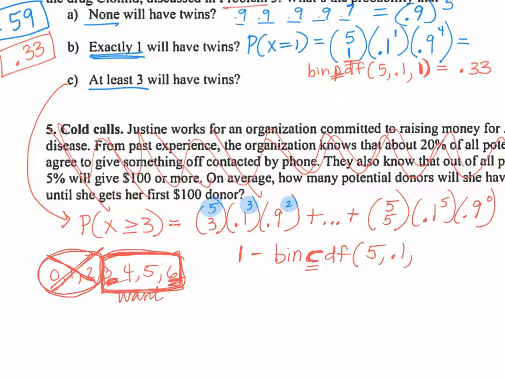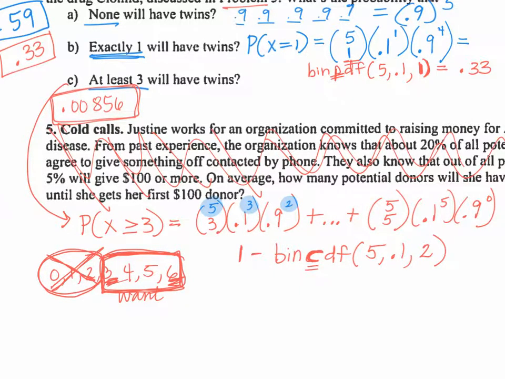5, 0.1, and I'm going to take off up to and including 2. So when I take off that up to and including 2, that's the way that would compute in your calculator. The answer you get from that is 0.00856.